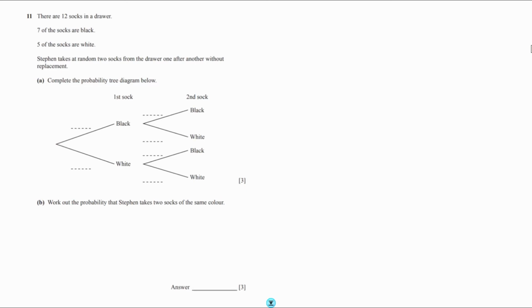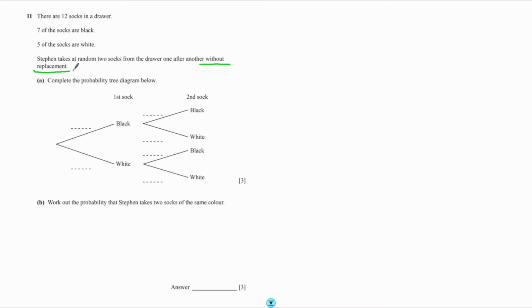Question 11: there are 12 socks in a drawer. 7 of the socks are black, 5 of the socks are white. Stefan takes at random 2 socks from the drawer, one after another, without replacement. So this is important, without replacement. You need to look at those keywords. Complete the probability tree diagram below.